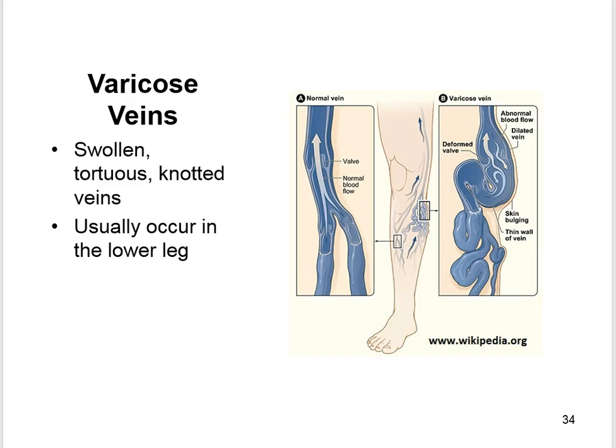Varicose veins are swollen, tortuous, knotted veins, usually occurring in the lower leg, caused by damaged valves that fail to prevent the backflow of blood. So you have decreased blood flow, which results in increased risk of thrombosis.